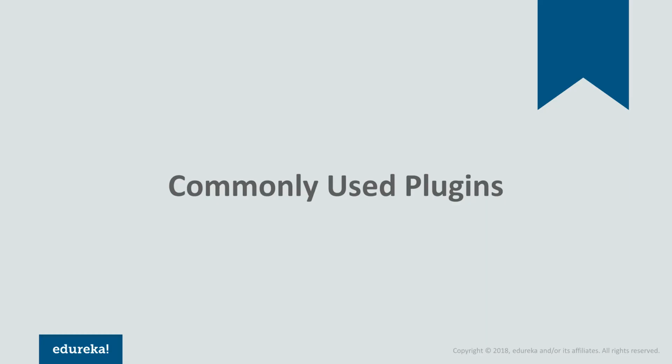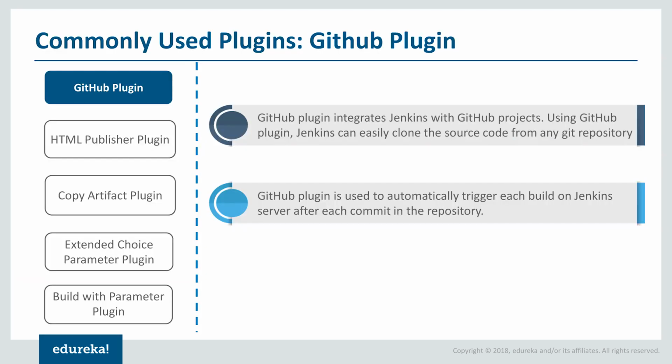So the next is commonly used plugins. Now we will talk about some of the plugins which we will be using almost in every Jenkins installation. The first and foremost is the GitHub plugin. And as you can expect, this plugin integrates Jenkins with GitHub projects. So you can use this plugin, and Jenkins can easily clone the source code from any Git repository. That is the main purpose of this plugin.